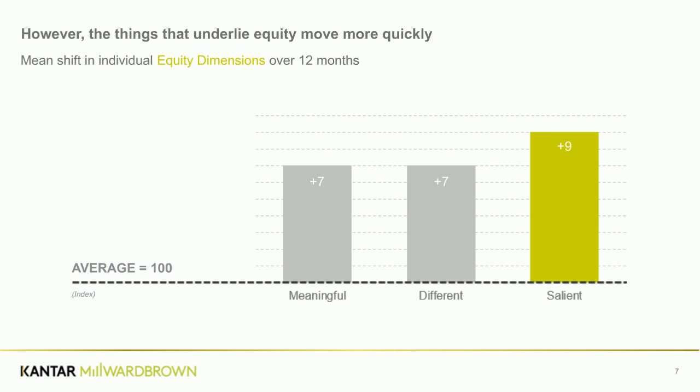In particular, as you can see, we see that salience is the thing that often moves most easily. That's because there are many different factors that can affect a brand's salience in the short term. I'm now going to pass over to Sarah to tell you a bit more about the importance of salience and the benefits of driving it for your brand.